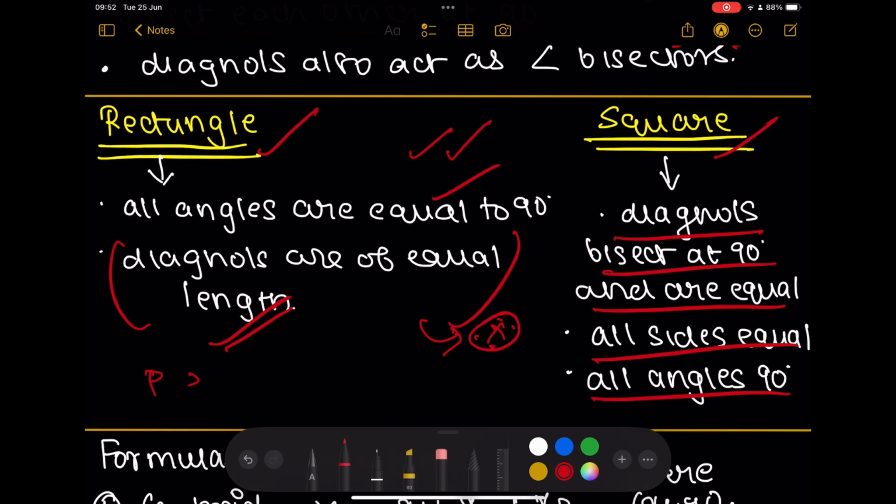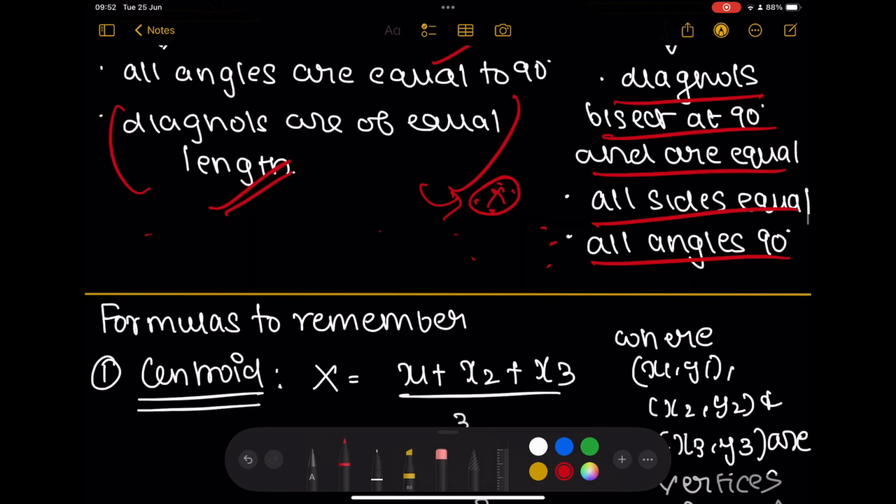In a parallelogram, your diagonals bisect each other. In a rhombus, diagonals bisect each other and they're perpendicular to each other. In a rectangle, your diagonals are only equal to each other, they do not bisect at all. In a square, your diagonals bisect each other, they are perpendicular to each other and they are also equal to each other. This is very important for you to remember, so please remember. Clear? Okay. I hope now it's okay, right?